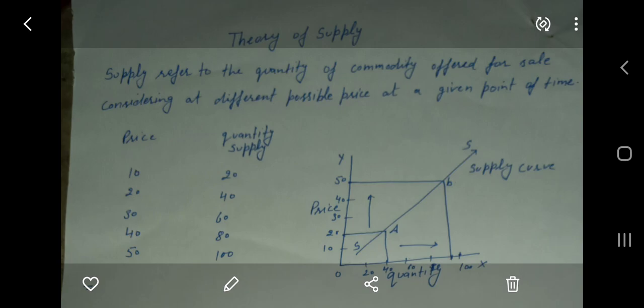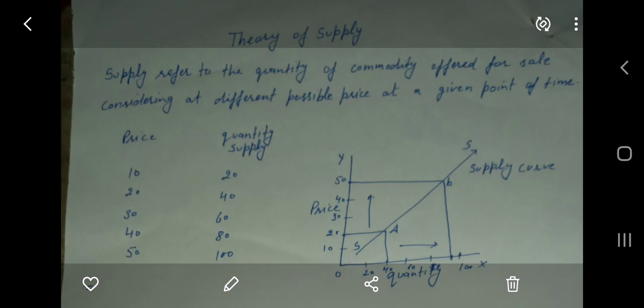This is shown in the table and the diagram. We are showing in the diagram that when price is 10, 20, 30, 40, 50, quantity also rises in the same proportion: 20, 40, 60, 80 and 100. It is also shown in the diagram.